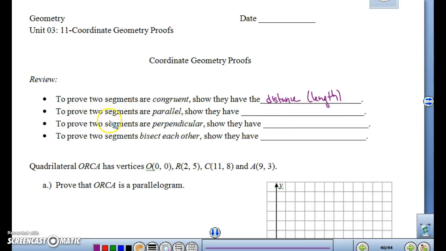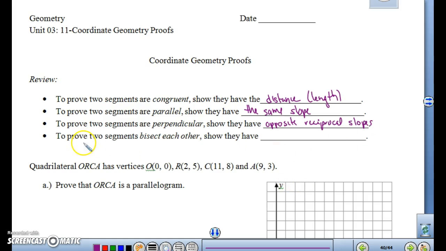If we wanted to prove two segments are parallel, what do we have to show? Well, we have to show that they have the same slope. So we'd have to use the slope formula. Using the slope formula, find the slopes of each segment, see if they're the same. To prove two segments are perpendicular, what do we have to show? Well, we have to show they have opposite reciprocal slopes. So we have to use the slope formula again and see if the slopes are opposite reciprocals.